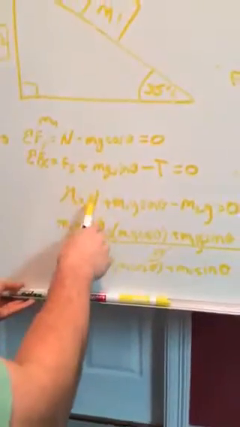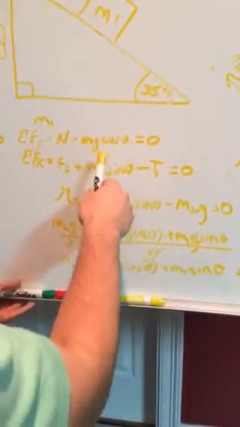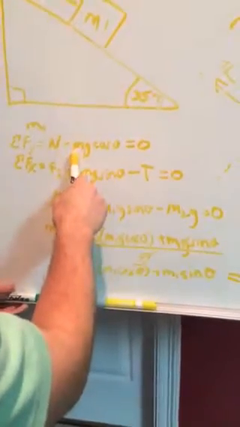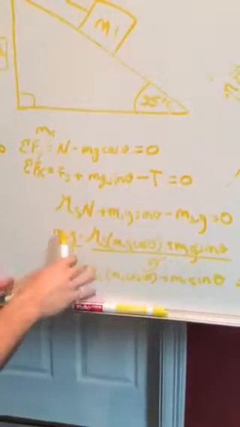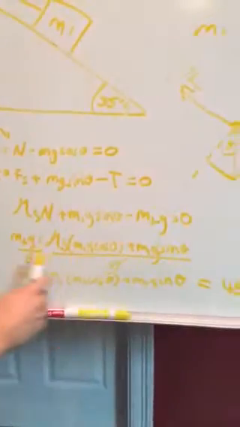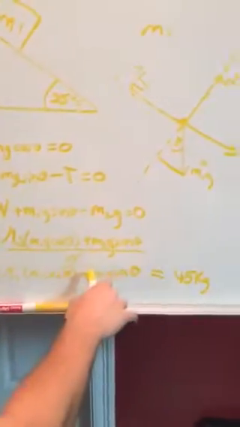We plug in what we got for the normal force up here. We know that the normal force is equal to the weight of mass 1 times cosine theta. We plug that in here, and then we can cancel out gravity from each section because each one has one.